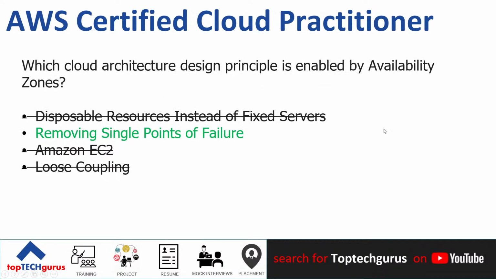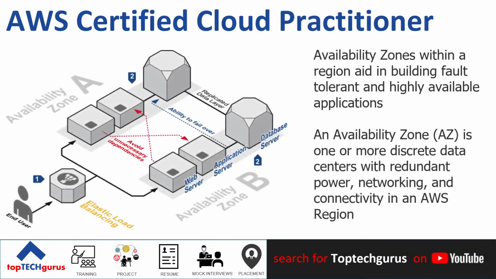So we come to the answer now. The answer would be removing single points of failure. And why would we say that removing single points of failure is more related to the concept of availability zones? So let's understand what availability zones are. Availability zones are essentially within a region, places where you can have highly available applications.